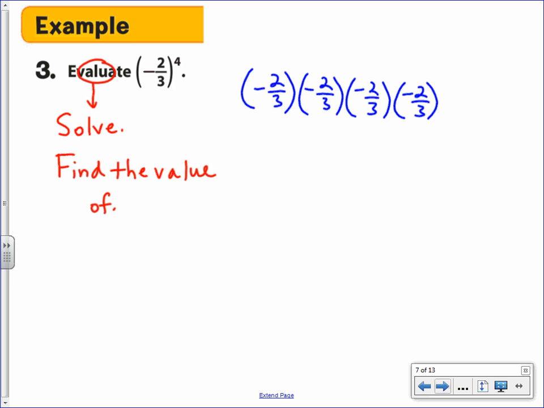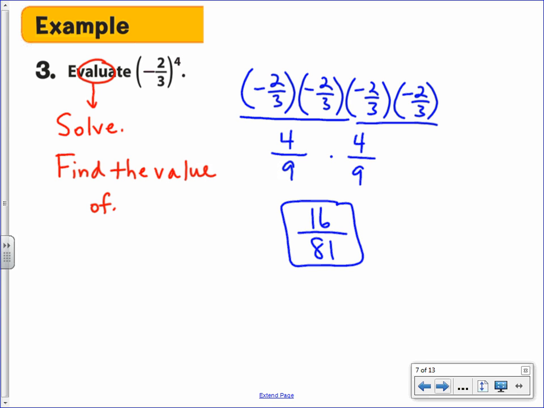No grabbing a calculator. You're using your head, you're using your rules that you know from signed numbers. A negative times a negative is a positive. Multiplying fractions, I multiply numerator by numerator and then denominator by denominator. 2 times 2 is 4, 3 times 3 is 9. Times. Again, on this side, negative times negative is positive. 2 times 2 is 4. 3 times 3 is 9. Fractions again, numerator times numerator is 16, 9 times 9, 81. So when I evaluate the power, negative 2/3 to the fourth power, my answer is 16 over 81.